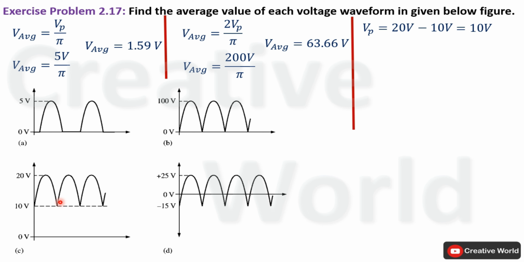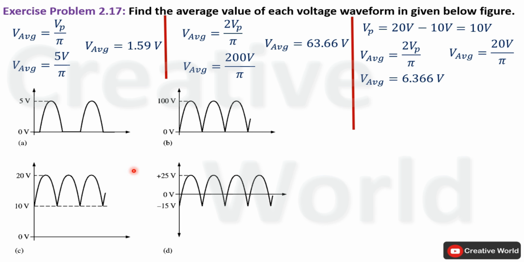Now in order to calculate its average value, we will again use this equation because it is also the output of a full wave rectifier. In this equation, we know the value of V peak, that is equal to 10 volt. So multiply 10 volt with 2, it will become 20 volt, and divide it with pi. So the average of this output waveform will be equal to 6.366 volt.